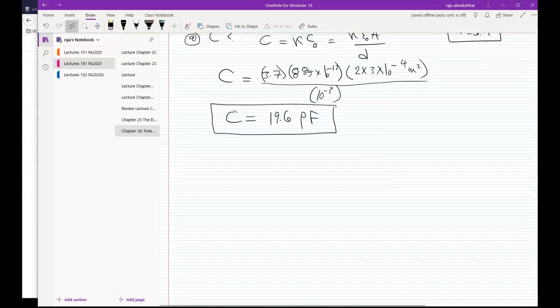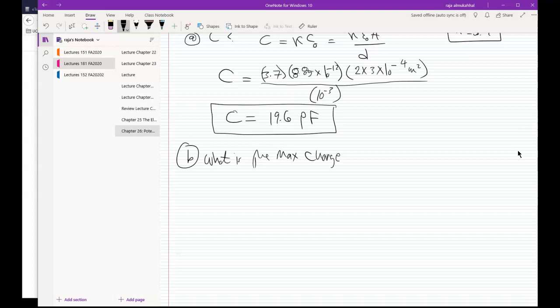Now, part B, he says, what is the maximum charge? This one is a little tough. What is the maximum charge that can be placed on the capacitor? Before I tell you how to answer this question, I want to go back to the table again.